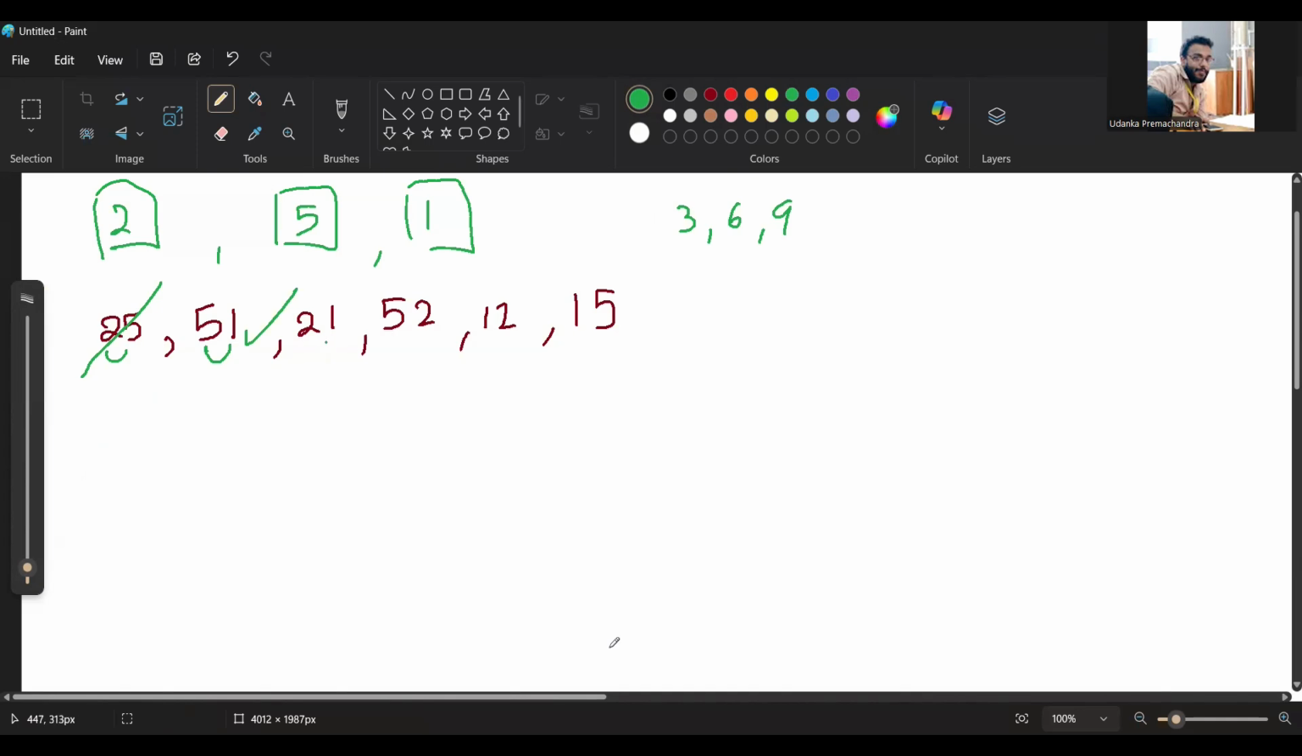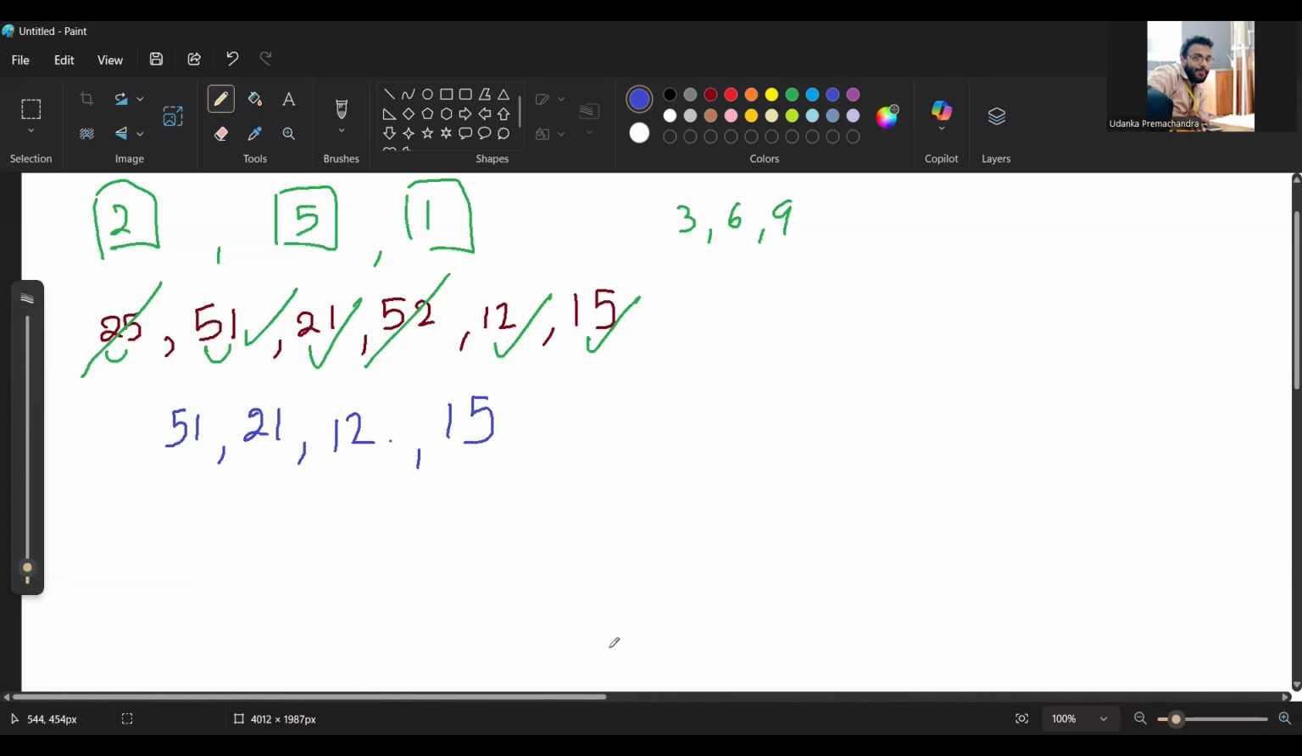2 plus 1 is 3. It's a multiple of 3. 5 plus 2 is 7. It's not a multiple of 3. 1 plus 2 is 3. It is a multiple. 1 plus 5 is 6. Here the multiples of 3 are 51, 21, 12, and 15.